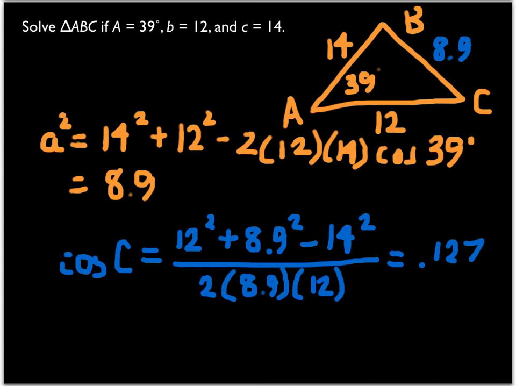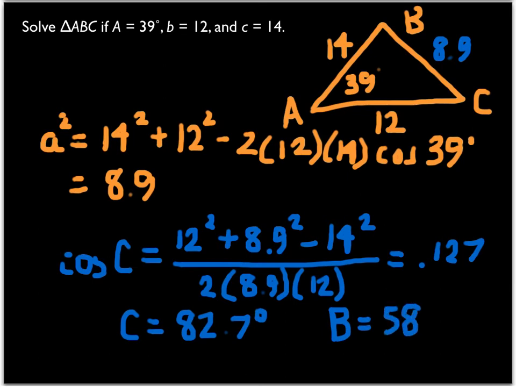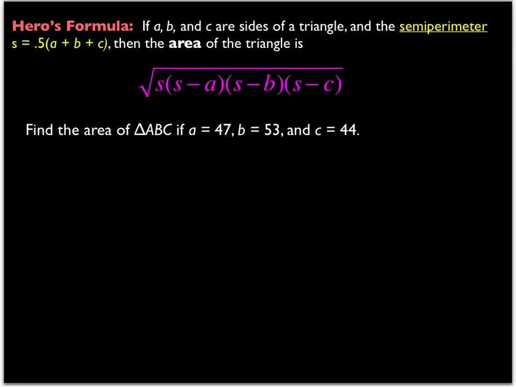So I need to do the inverse cosine of 0.127, and then I'll be able to get that C is about 82.7 degrees, and I can subtract the sum of 39 and 82.7 from 180, and my final angle then that I'll get is angle B, which is 58.3. Again, you should probably do this yourself just to verify that you're getting these answers as well. So that's a good practical application, well maybe not so practical, but an application of the law of cosines.